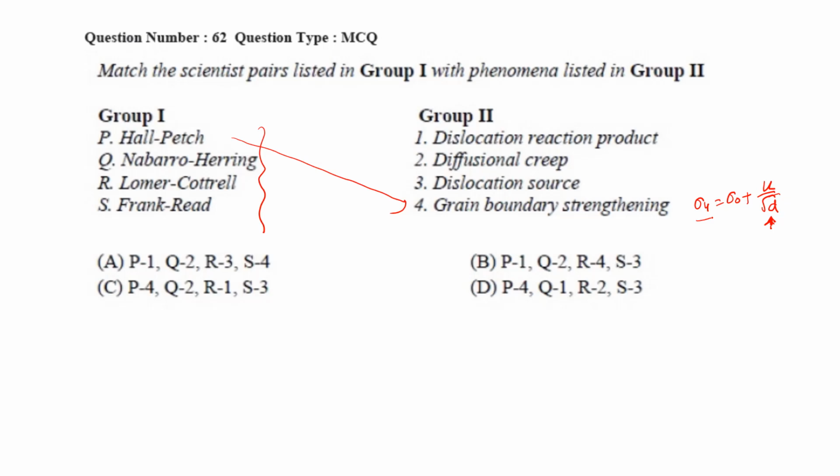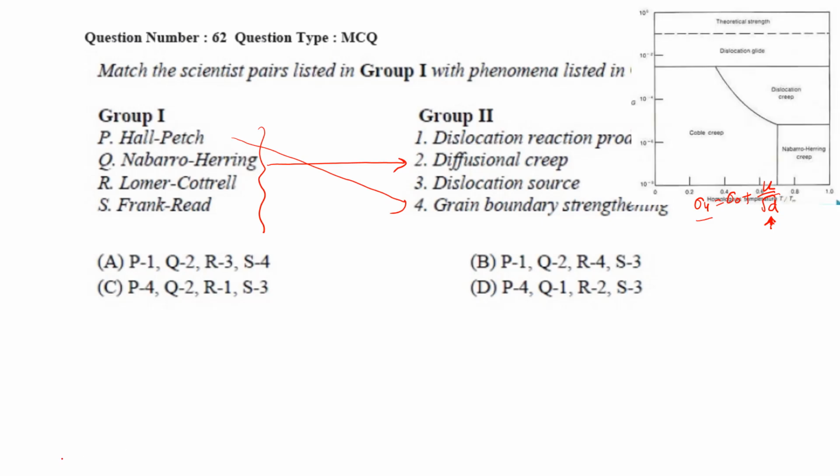Nabarro-Herring creep. So Nabarro-Herring creep tells about creep. Basically, Nabarro-Herring has defined a mechanism called diffusional creep. Right? Nabarro-Herring creep. You can see the diagram here. It takes place at high temperature and low stress. Okay. So Nabarro-Herring is associated with creep.